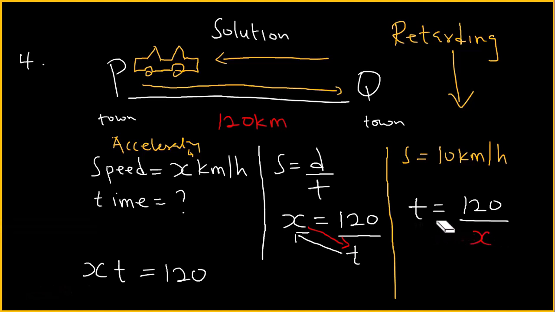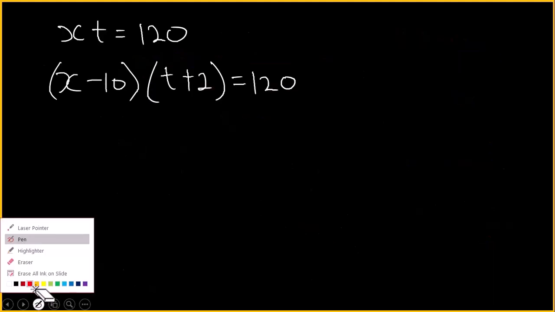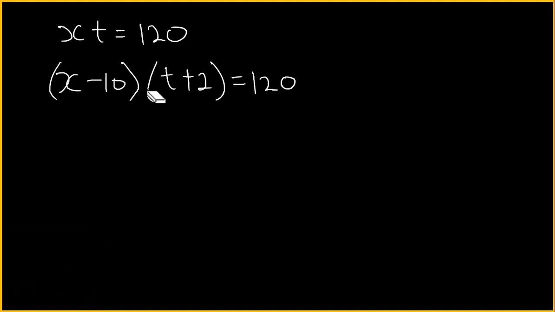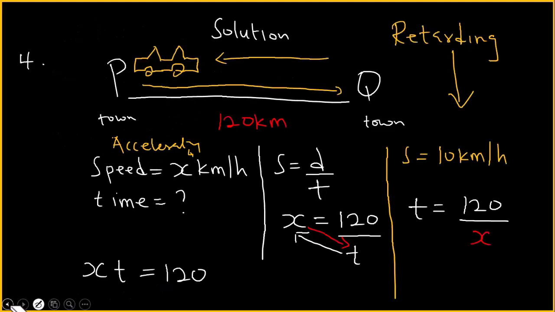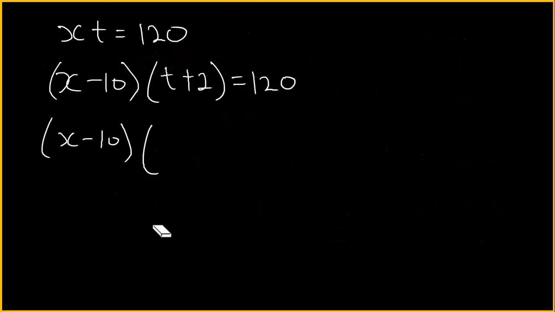T equals 120 divided by x. So anywhere there is t, we are replacing it with 120 on x. So we have 120 on x plus 2 multiplied by x minus 10 is equal to 120.